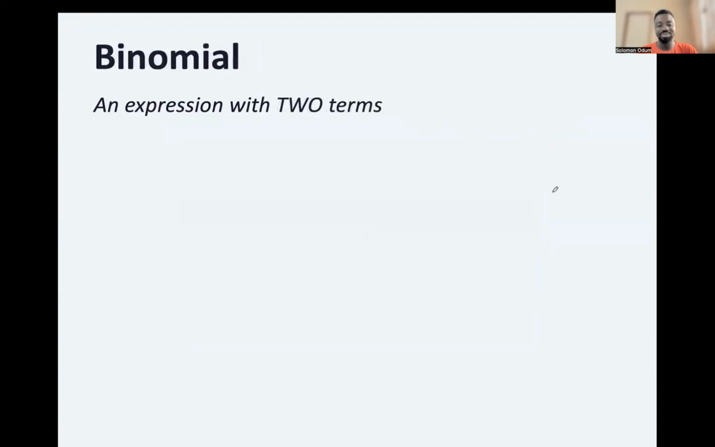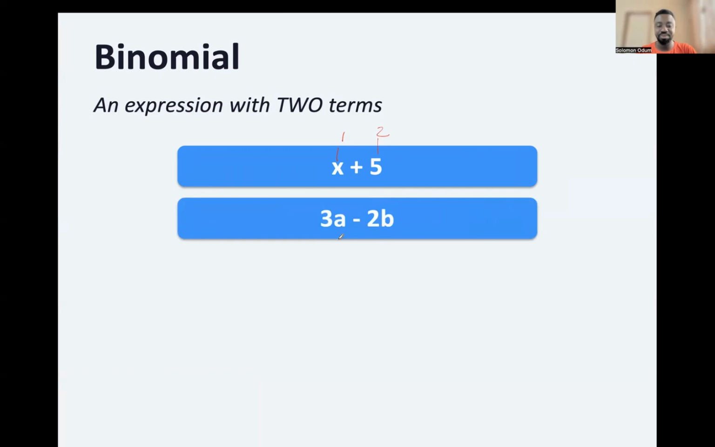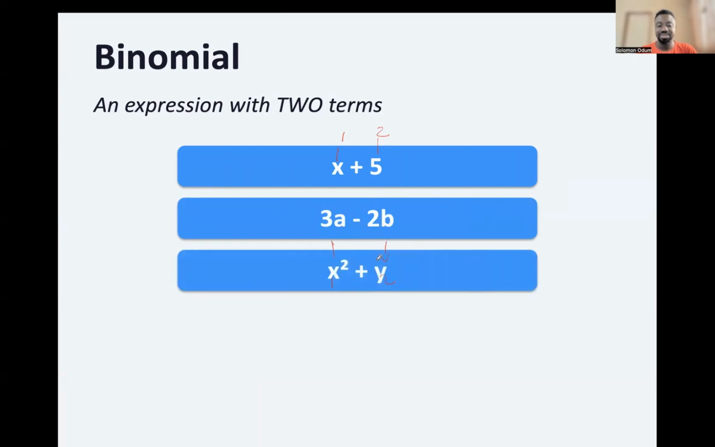Now, if we have two terms, we call it a binomial. For example, x plus 5, because your x and your 5 are two terms. This is term 1, this is term 2. Your 3a minus 2b, this is term 1, and this is term 2. If we have x squared plus y, in general, we have term 1 and term 2. So these are called binomials, binomial expressions. We have two terms.